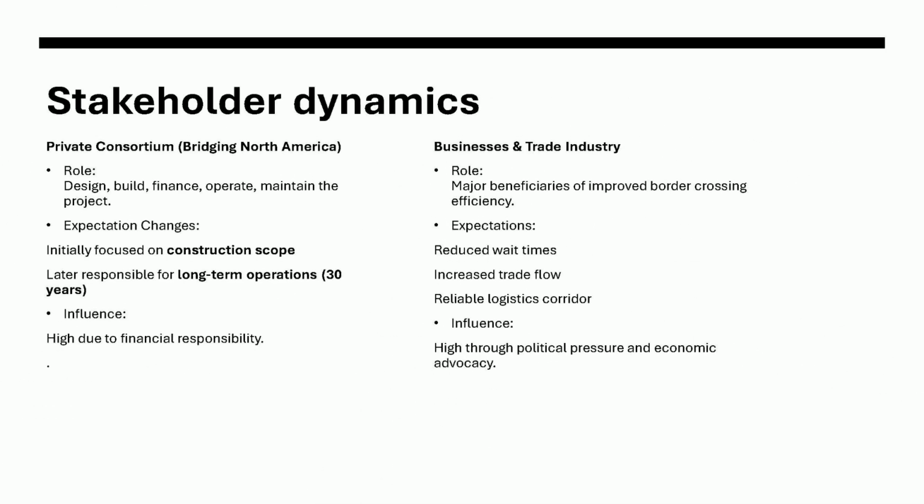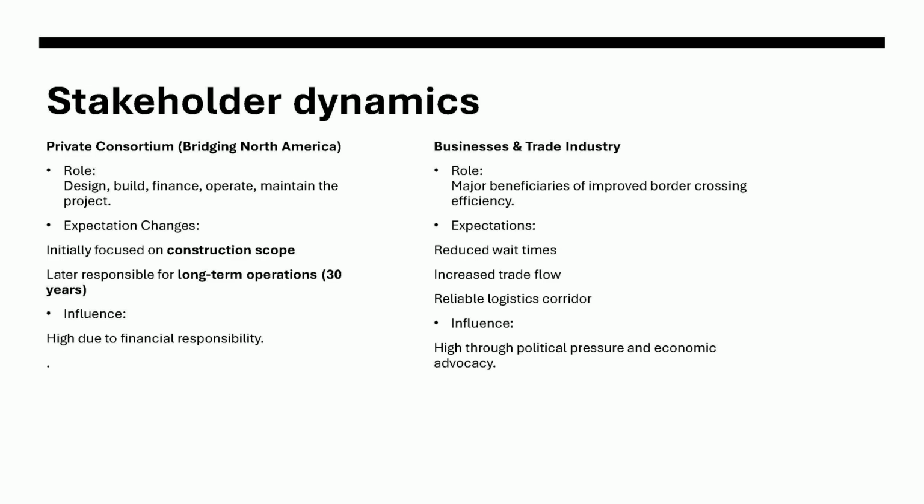Then we had the private consortium, Bridging North America, or BNA. Their role was to design, build, finance, operate, and maintain the bridge and ports of entry for 30 years, plus handle the Michigan interchange. Expectations changed in year two, starting with a focus on construction scope. They later took on long-term operations under the DBFOM PPP model. Their influence was high due to their financial responsibility. They're the ones turning the vision into reality while managing risks like those in our matrix.